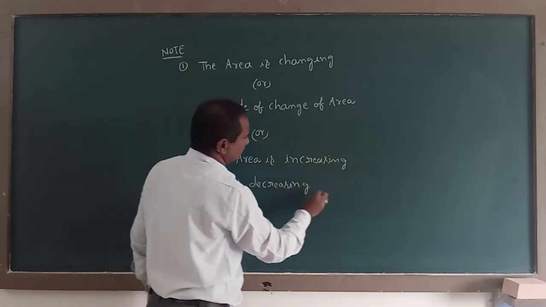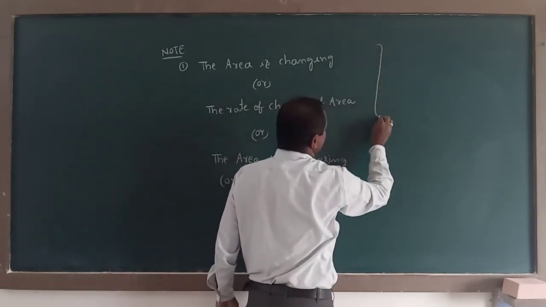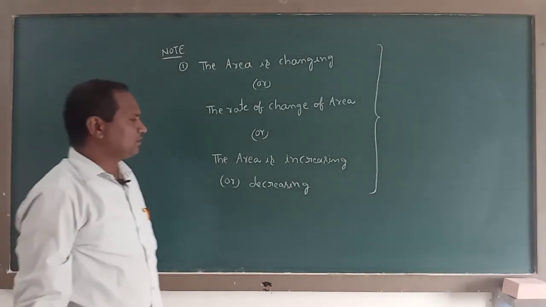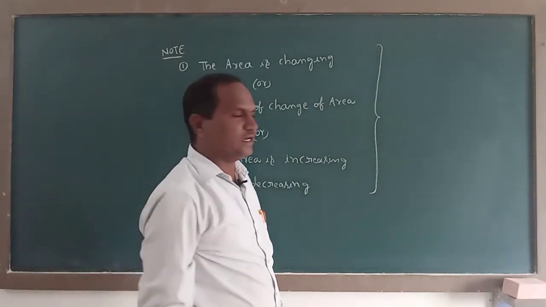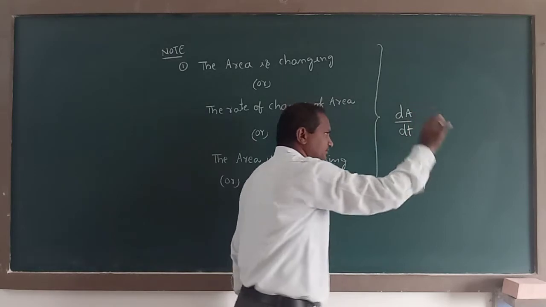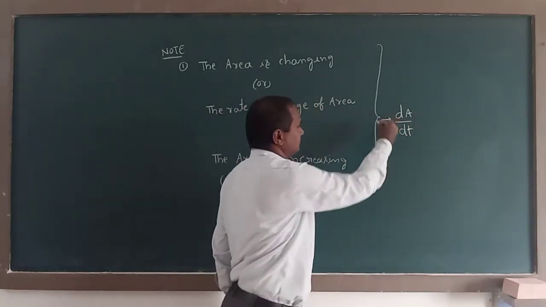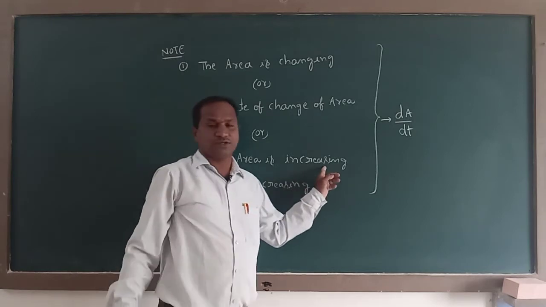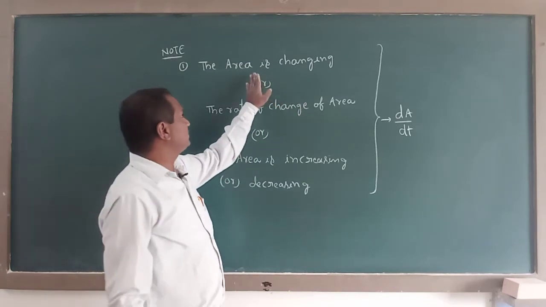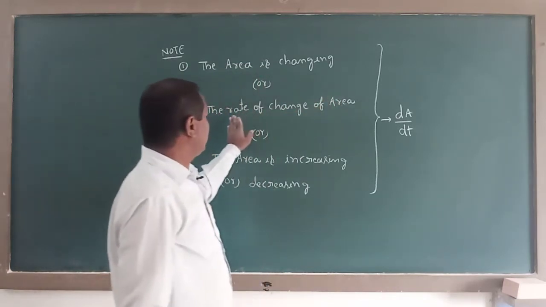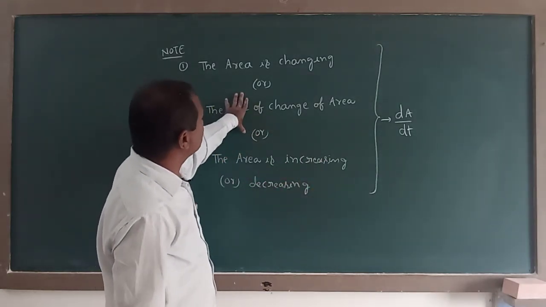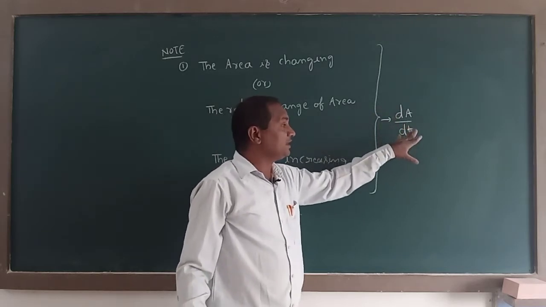When you see all these statements in the given problem, you must and should directly consider dA by dt. For increasing, you take positive, and for decreasing, negative. If you see the words the area is changing, the rate of change of area, the area is increasing or decreasing, you must write it with dA by dt.